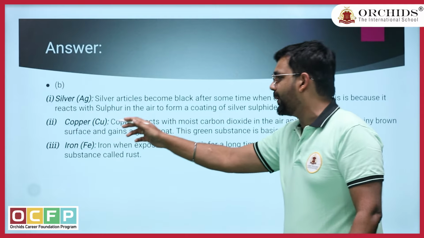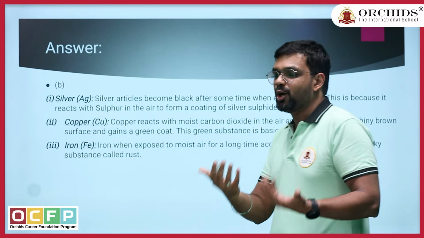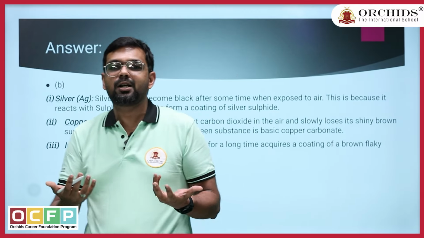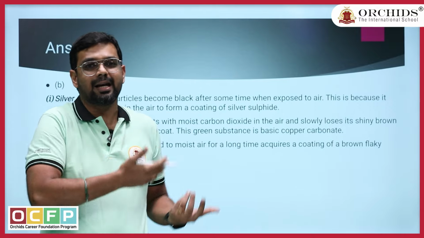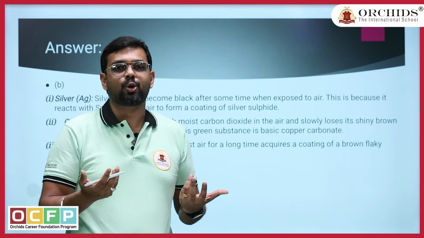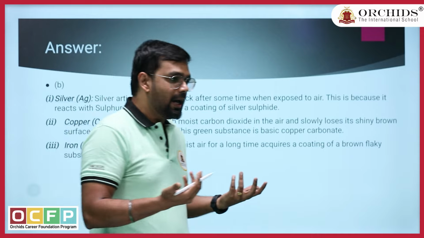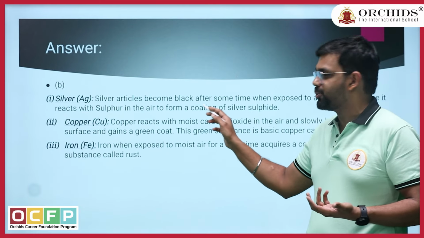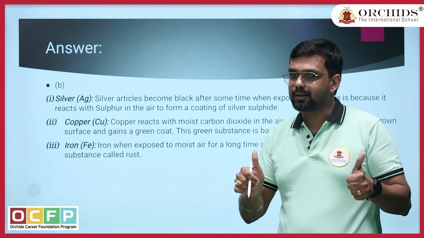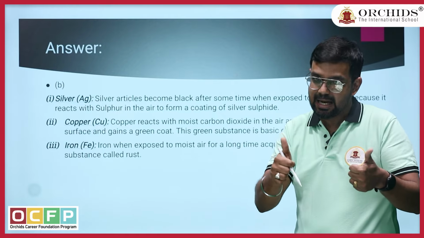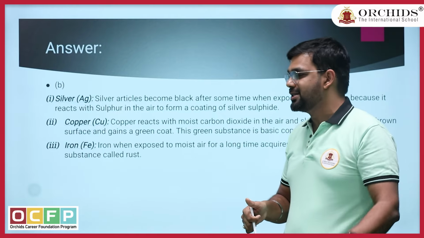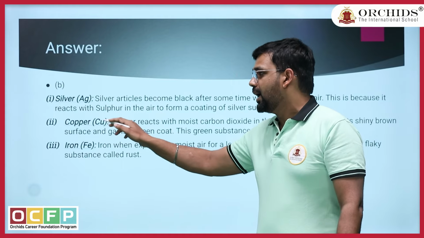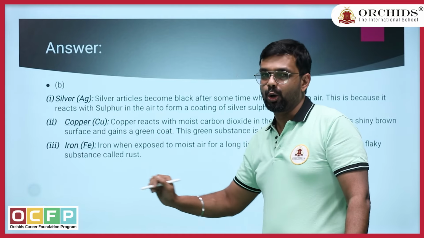Now what about the copper? You know the Statue of Liberty, right? When it started, it looked in a reddish brown color. Now suddenly it is looking like a greenish color. What is the reason behind this? It is nothing but the copper carbonate which is formed when it is exposed to moist carbon dioxide. Got it? That is what we call patina. So please go through that concept one more time. This is very, very important regarding the corrosion process.